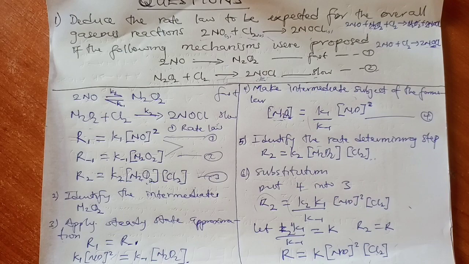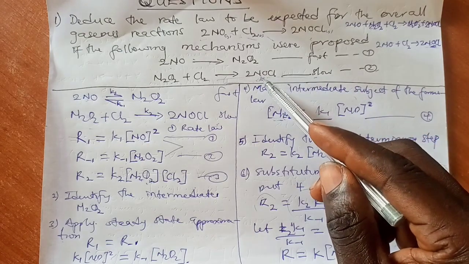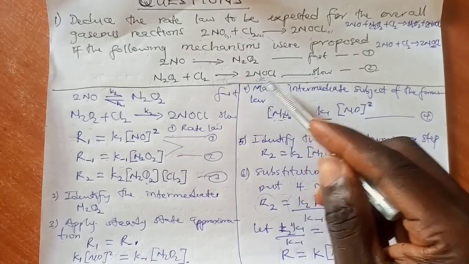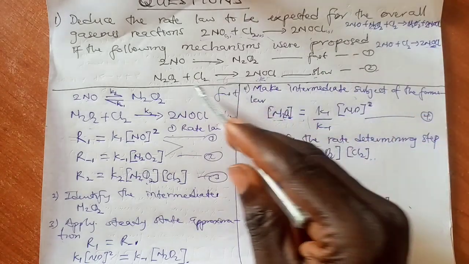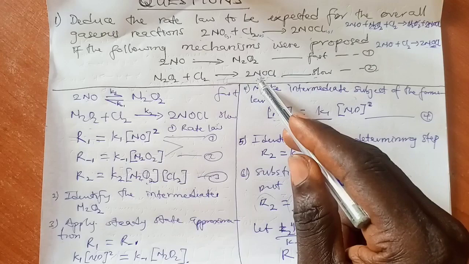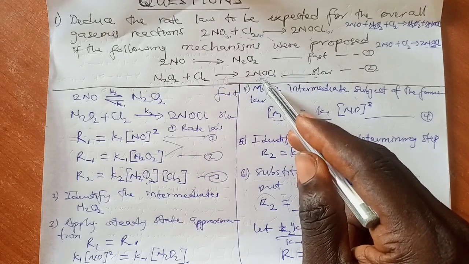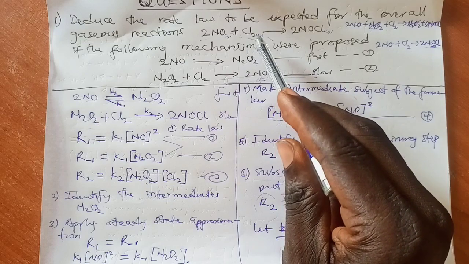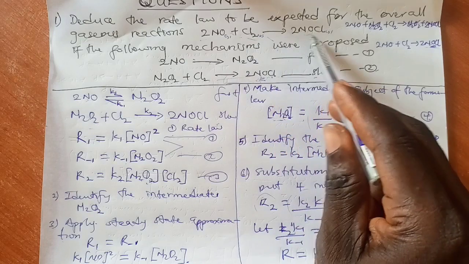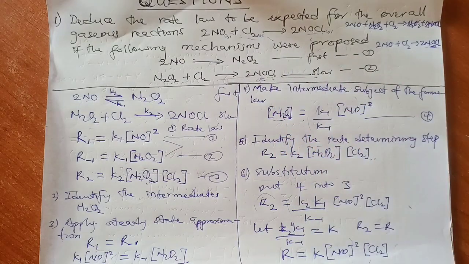Another way you will know the rate determining step is that it leads to the final product. It is the step that leads to the final product, and if you look at it, these are rate determining steps that result in the production of NOCl. And if you look at our overall reaction, you can see NOCl. So this will be the rate determining step.